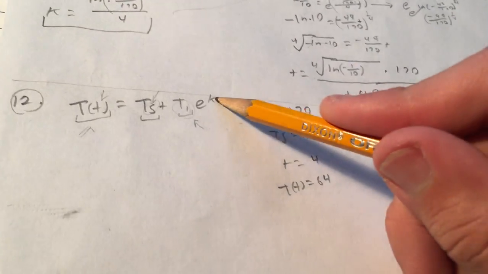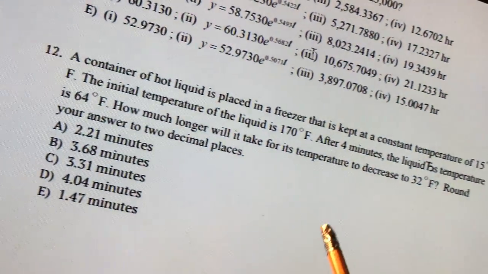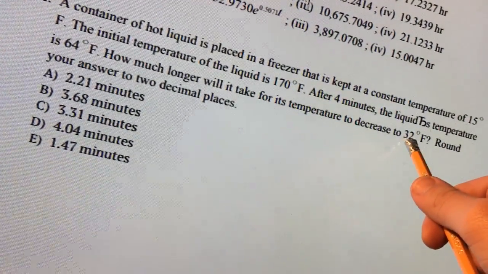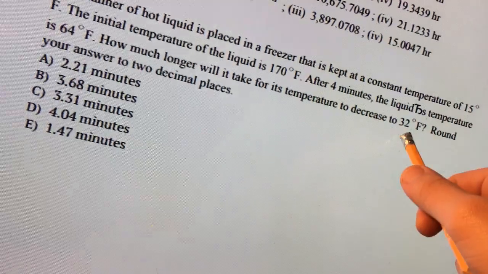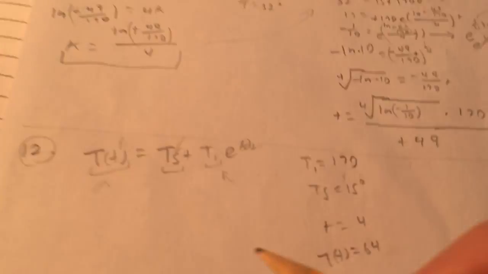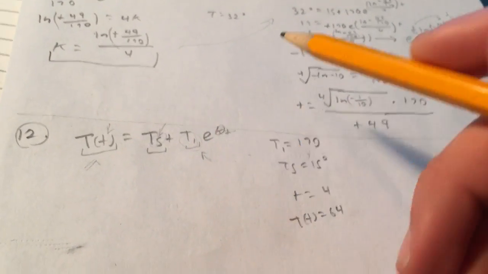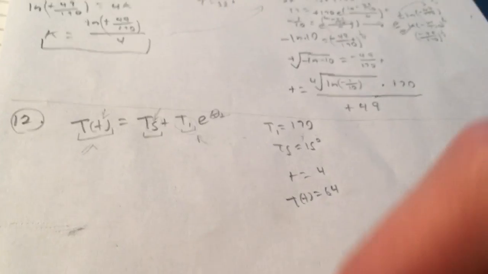Now we need to find k, because we need to find the time it'll take to go to 32. So we need to know k for that. With all these e to the kt problems, you always want to find k. You can't not find k. Okay, I'm getting tired of that joke too, I'm sorry.